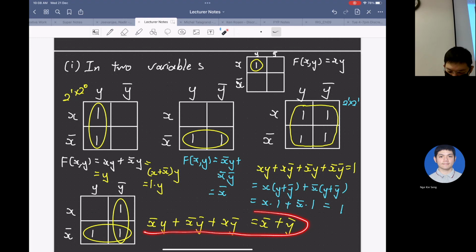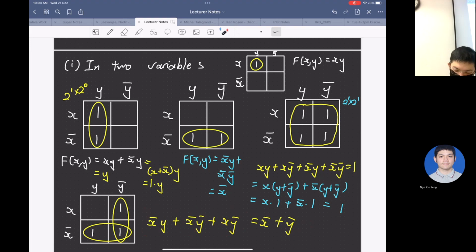Next is this function here, x bar y plus x bar y bar plus x y bar. You have 3 minterms, so you get 3 ones here. So what kind of block can you draw? You can only draw power-of-2 blocks, 2 to the power n times 2 to the power n. So you cannot draw something like Tetris here. This block is no use because you cannot simplify this kind of block. You can only simplify the adjacent ones. So in this case, we have 2 blocks to cover the ones. The horizontal block will become x bar, and the vertical block will become y bar.